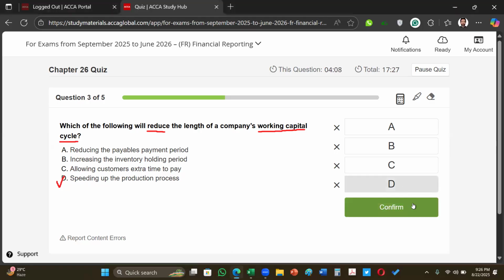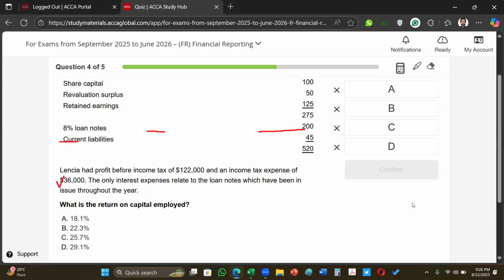This is option D. This is the correct answer. So I move on.